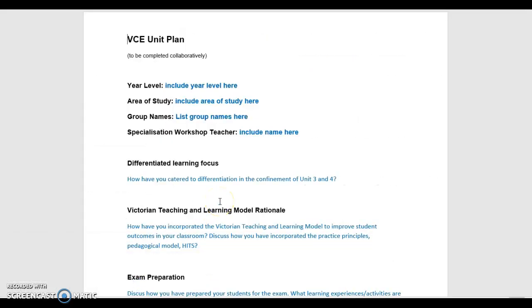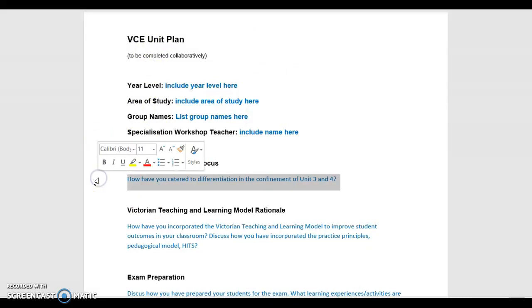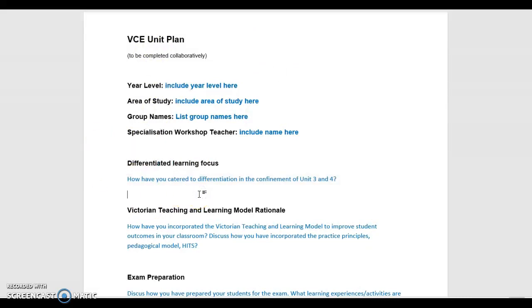So on VUC, we've got all these documents, including the year level, the area of study, and your group names. This is going to be completed together with your workshop teacher. We want you to discuss how you have catered in your unit plan. Obviously, complete this cover sheet after you've completed the unit plan. How have you catered for differentiation?